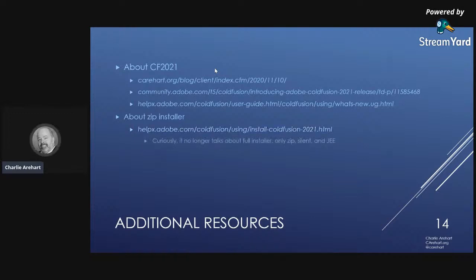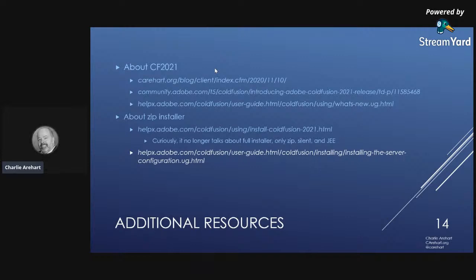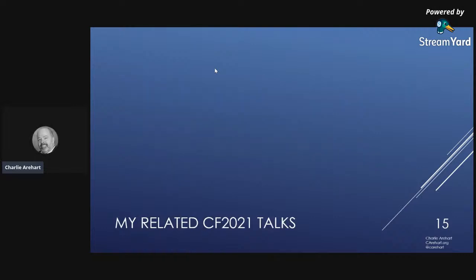Actually, I meant to say this was about installers. This thing only talks about the zip installer, which is curious. It doesn't talk about the full installer. It talks about zip and silent and J2EE. And then there is this guide, which is installing the server configuration. I showed you that earlier. That has the screenshots of everything. And then they did a blog post, which they call the ColdFusion 2021 install experience. It's really just about the zip installer. So if you like the zip and you want to learn about that, check out the first and last bullets in this section called about the zip installer.